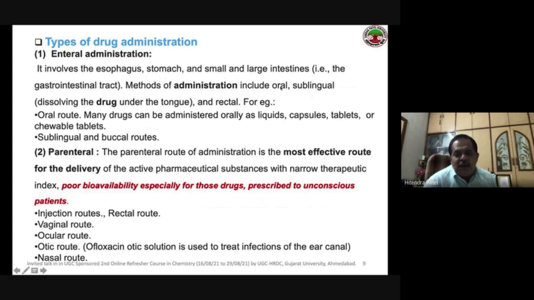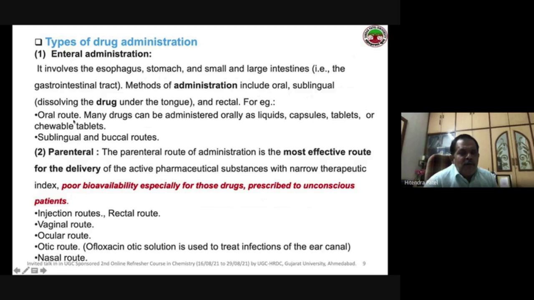Oral we know very well, but for sublingual, some of the drug molecules we have to put under the tongue, isn't it? That is directly dissolved, and the target effect is observed after a shorter period of time. So it is called the sublingual route of drug administration, and then rectal, which is also in the enteral route of drug administration.